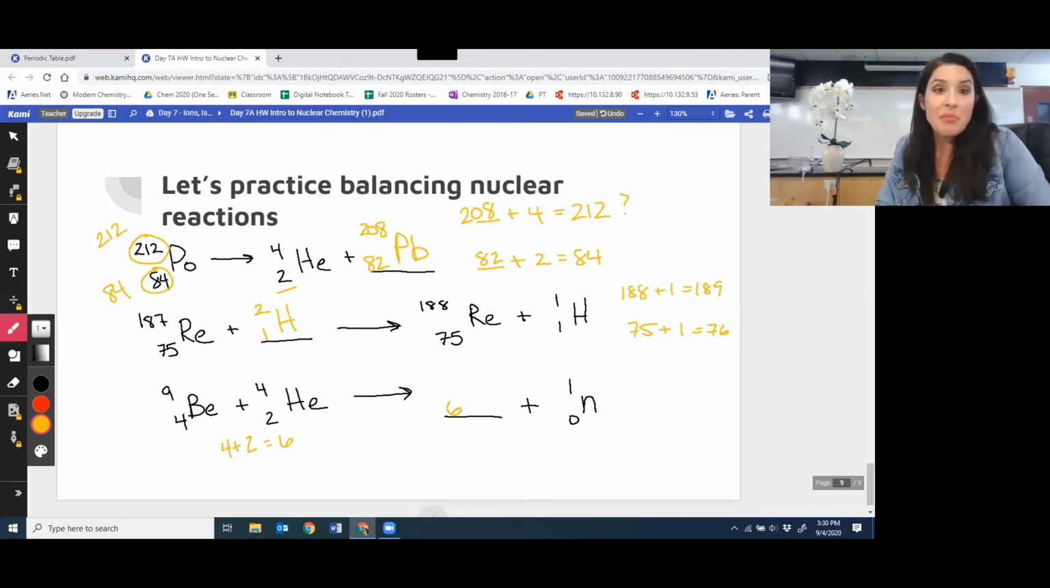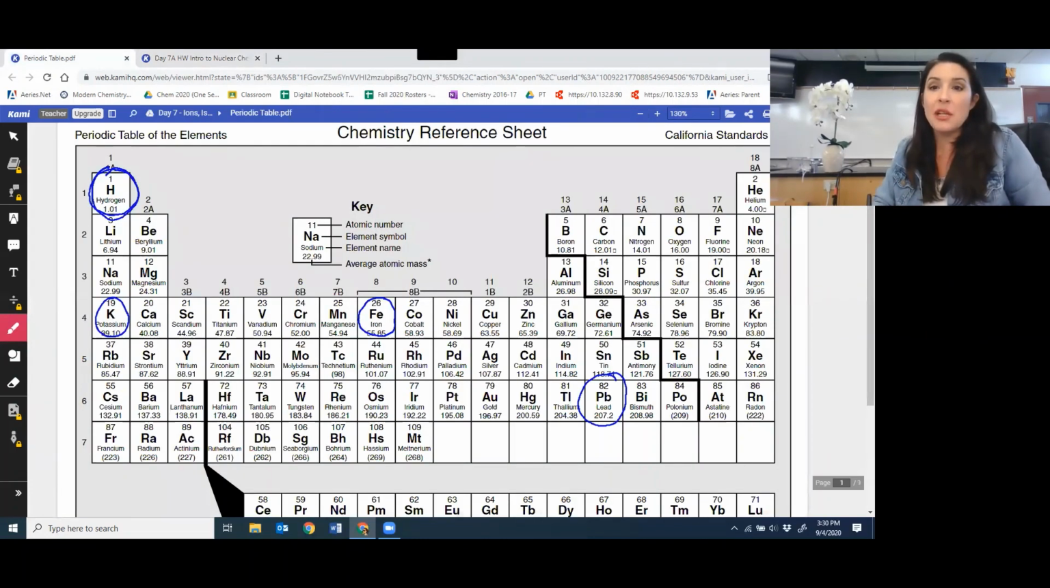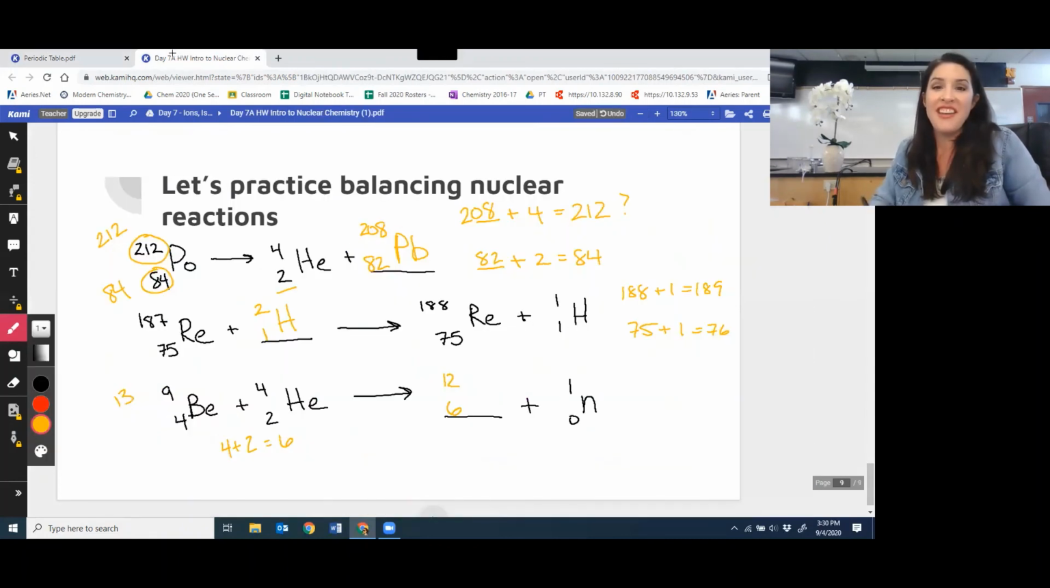On the mass number, I have 9 plus 4 for a total of 13. I already have 1, so I'll put a 12 here because 12 plus 1 equals 13. So what element is going to go in this? Again, I just consult my periodic table. I look for the only element in the universe that contains 6 protons, my dear friend carbon. And we'll write a big C there for carbon.